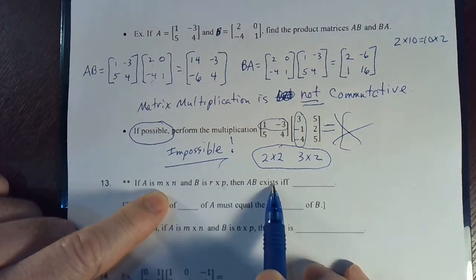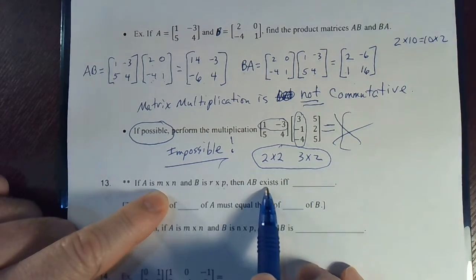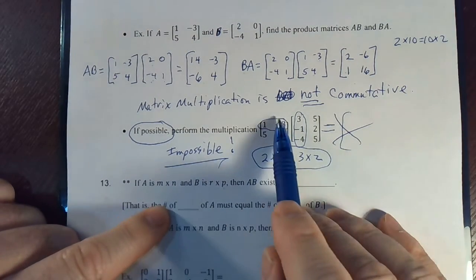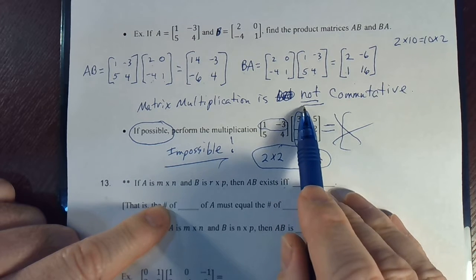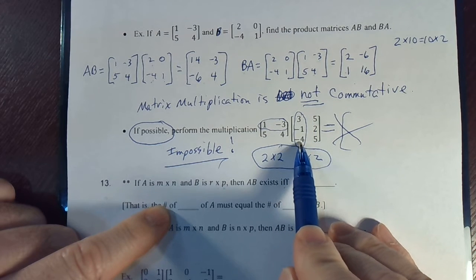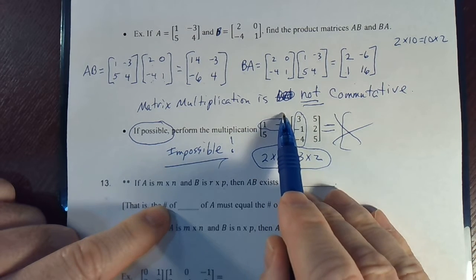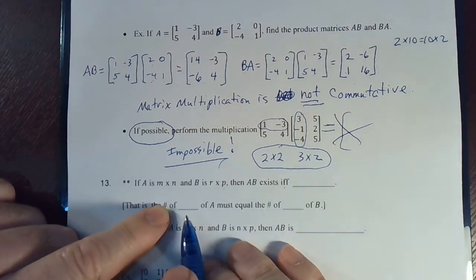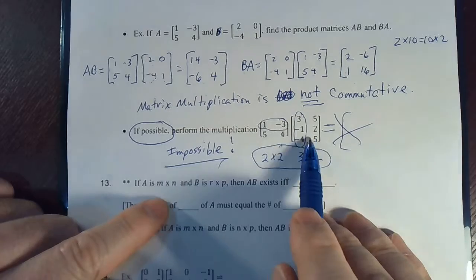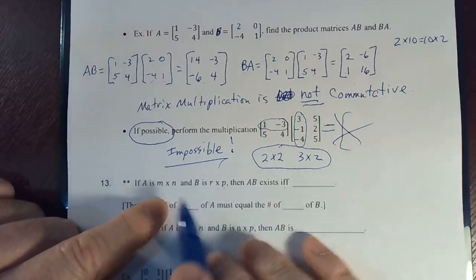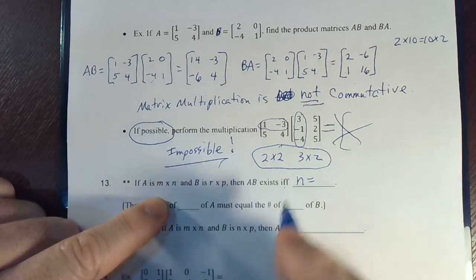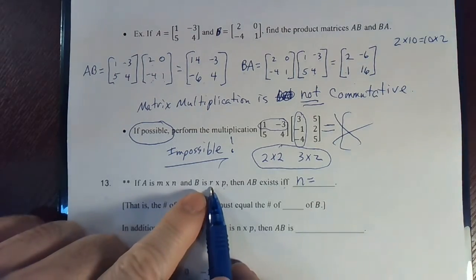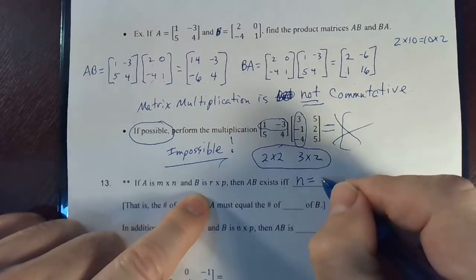Then AB, this product matrix, exists if and only if, what? How could we say that the number of numbers here is the same as the number of numbers here? Well, this is the number of columns. 2 columns, right? There has to be 2, and there's 3 rows here. So we want to say if the number of columns of the first one, which would be N, equals the number of rows of the second one, which would be R.